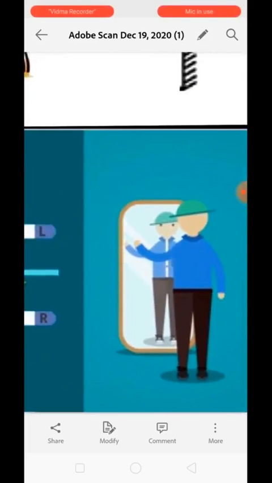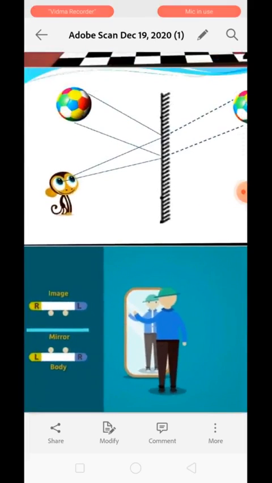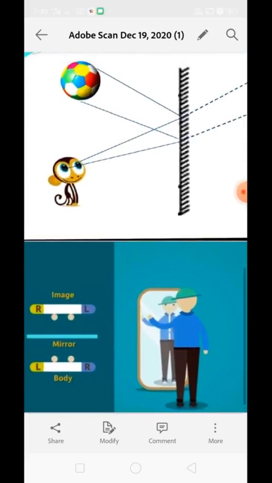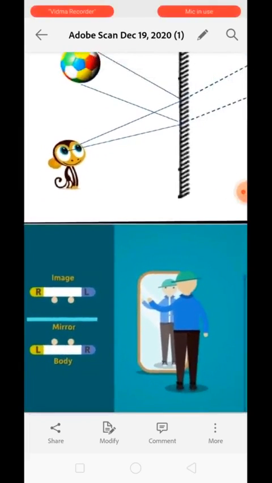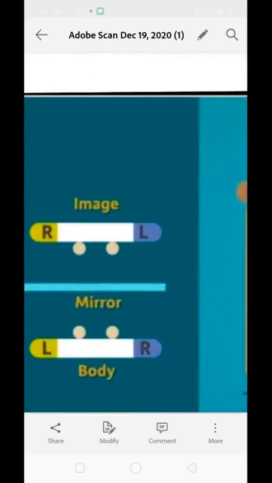It means whenever you lift your right hand, in the image it will appear as if the person standing behind the mirror has raised their left hand. If your hand is right, then the image hand will appear as left. So just see, the body's left side will appear as the right side of the image, and the body's right side will appear as the left side of the image. And this type of image formed behind the mirror is known as a laterally inverted image.